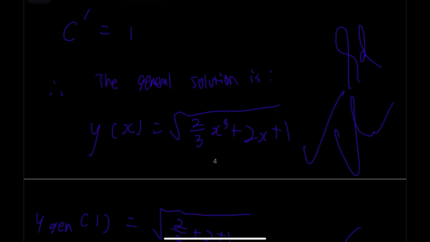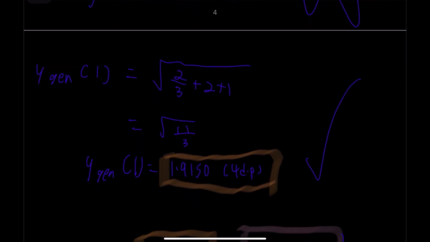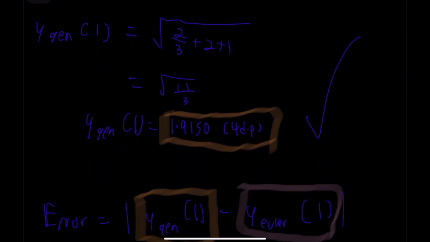So our general solution is y(x) equals the square root of (2/3 x cubed plus 2x plus 1). Now subbing in the value of x equals 1 into the equation to find y, we get the square root of 11 over 3, and that gives us 1.9150.